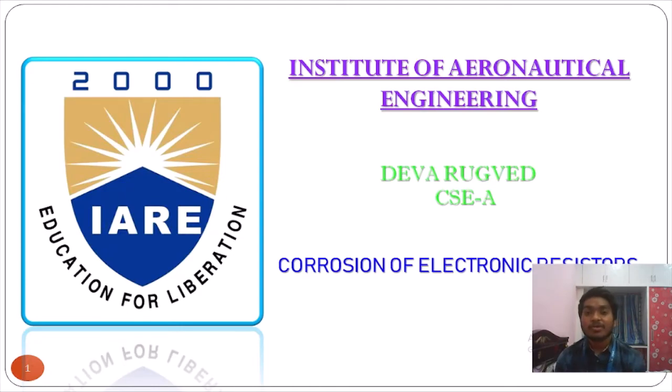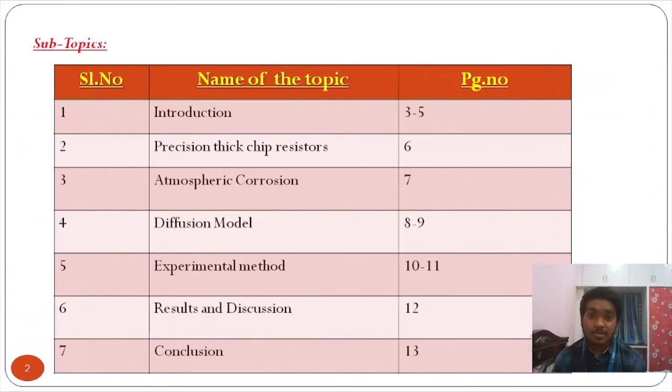Today we are going to discuss corrosion of electronic resistors. A resistor is a device which opposes the flow of current through it. Damaging of electronic resistors: the electronic resistor can be damaged by inappropriate packing of the resistor, incorrect functioning of the resistor, and due to some catastrophic reasons.